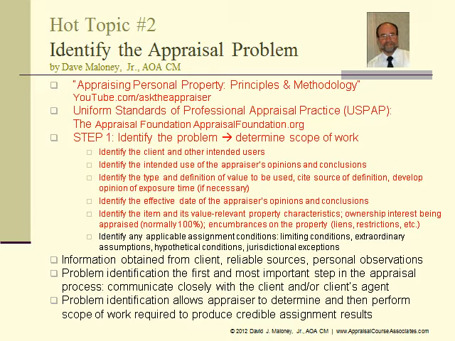The final element of information that must be identified by the appraiser as part of step 1 is to identify any applicable assignment conditions that will be encountered, such as limiting conditions, extraordinary assumptions, hypothetical conditions, and jurisdictional exceptions. All this information is obtained by the appraiser either from the client, from other sources believed to be reliable, and through personal observations of the property.